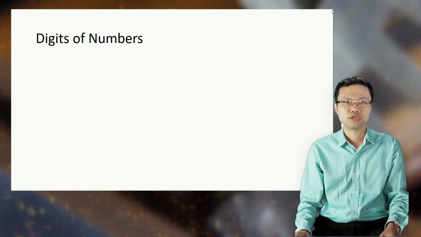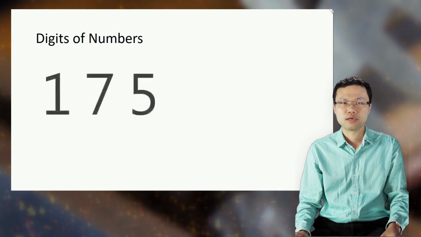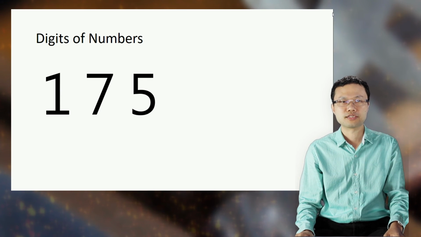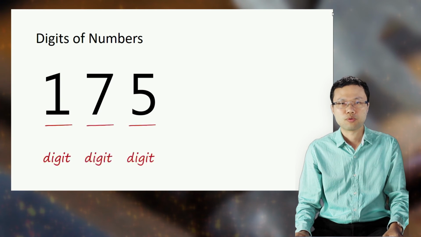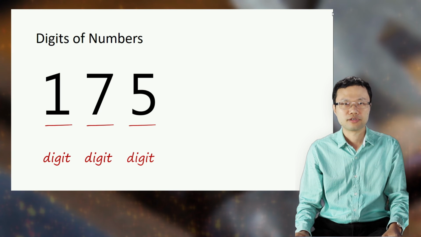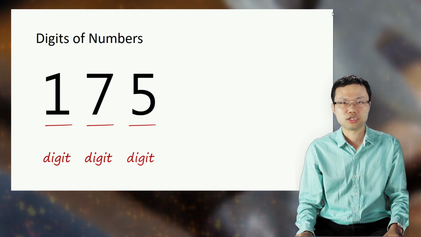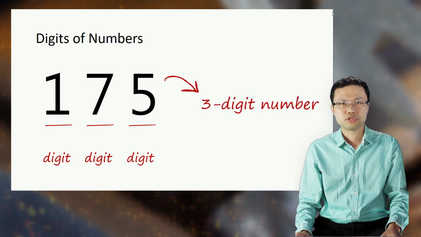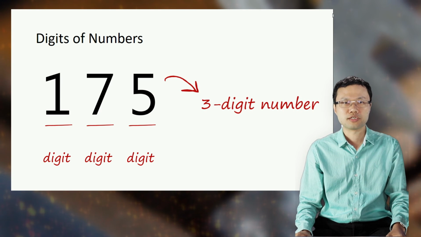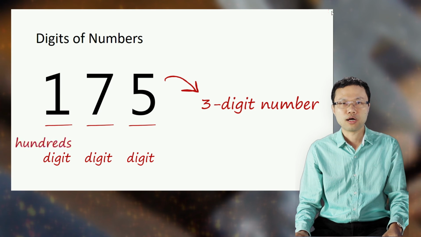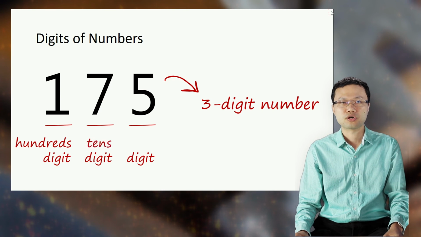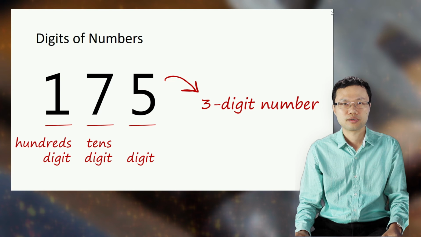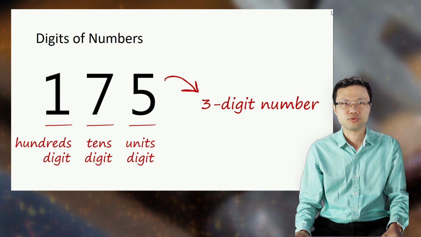Next, we are going to turn to the digits of numbers. Suppose your height is 175 centimeters. The number 175 has 3 digits. They are 1, 7, and 5. Each is called a digit. So 175 is a 3-digit number. The digit 1 is called the hundreds digit. The digit 7 is called the tens digit. The digit 5 is called the units digit.